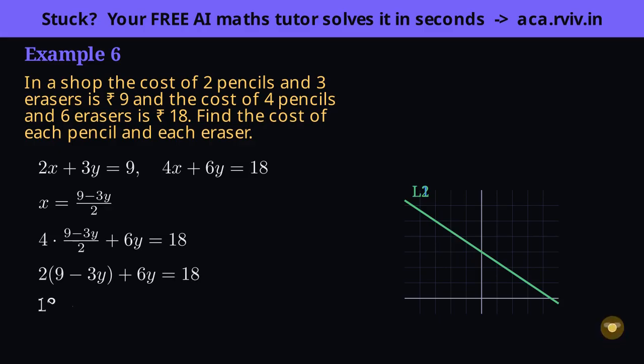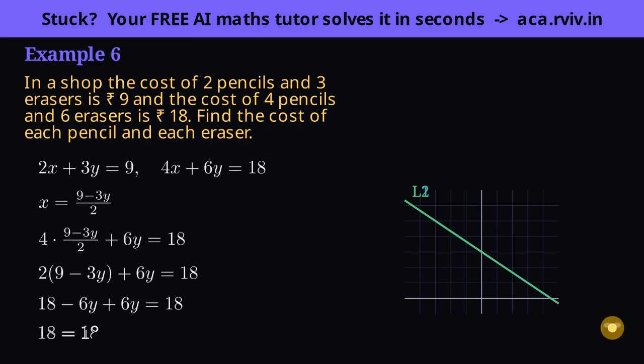Multiply out the bracket. 2 times 9 is 18. 2 times minus 3y is minus 6y. So we have 18 minus 6y plus 6y equals 18. Now look, minus 6y and plus 6y cancel completely. The y vanishes and we're left with 18 equals 18, a statement that's always true no matter what y is. This is the algebra's way of shrugging. It can't pin y down because y was never constrained.